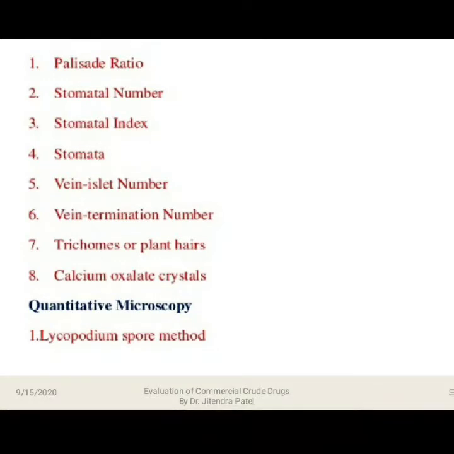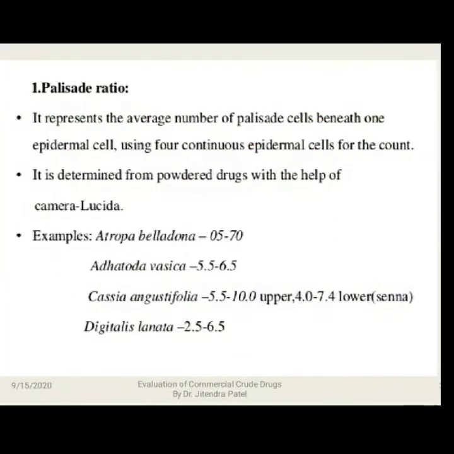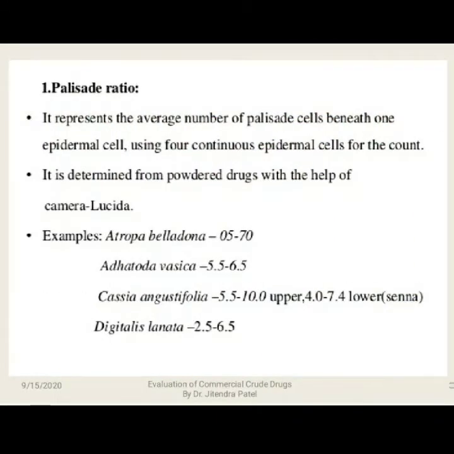So these are the different parameters: palisade ratio, how many palisade cells are there beneath the epidermal cells; stomatal number, the number of stomata per square mm of area; stomatal index; type of stomata; veinlet numbers; vein termination number; trichomes or plant hairs; calcium oxalate crystals. When it comes to qualitative microscopy, the Lycopodium spore method.